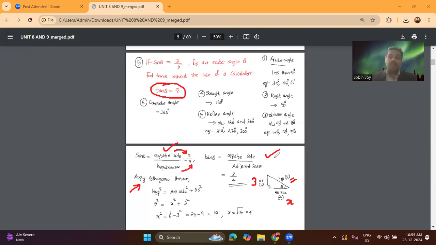Now I can calculate tan theta. Tan theta is equal to opposite side by adjacent side. Opposite side is 3. Adjacent side is 4. So the answer is 3 by 4. Tan theta is equal to 3 by 4.